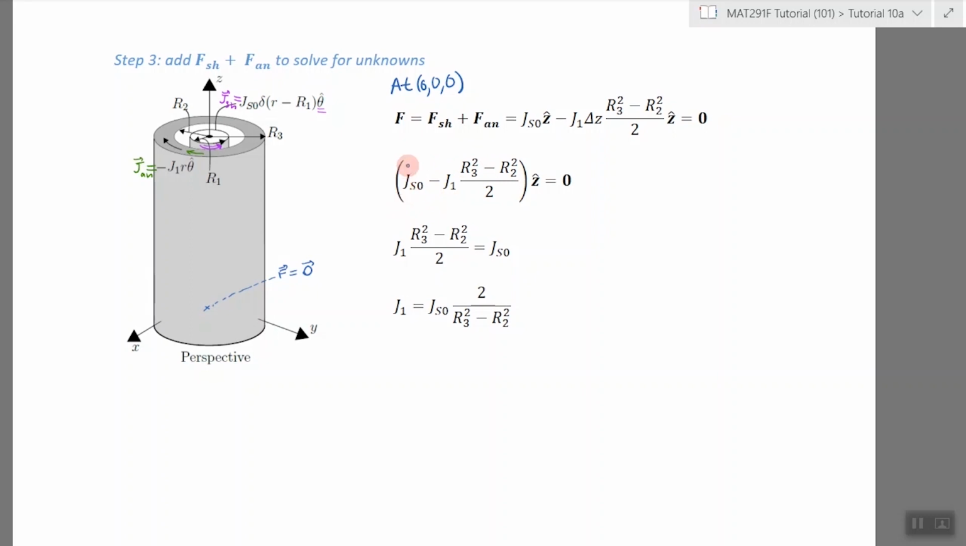So we would set this to 0, transfer J_s naught to the right-hand side. This is how I got this. Then the next thing I did is I multiplied by 2, got this here, and divided by this guy, which gave me J1 in terms of the variables that we were actually asked for. So this is it. This solves this problem. The next thing I want to show you is how to do this same problem, but directly, without using superposition.